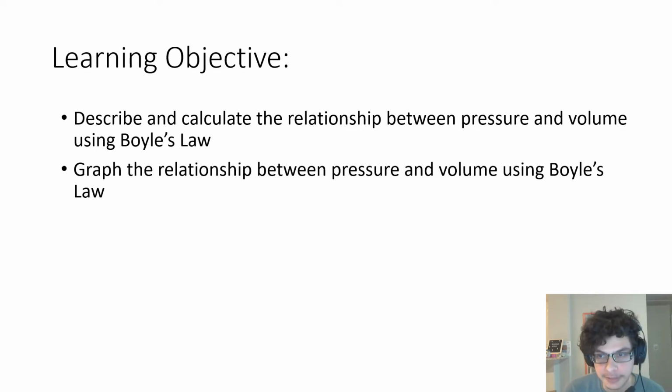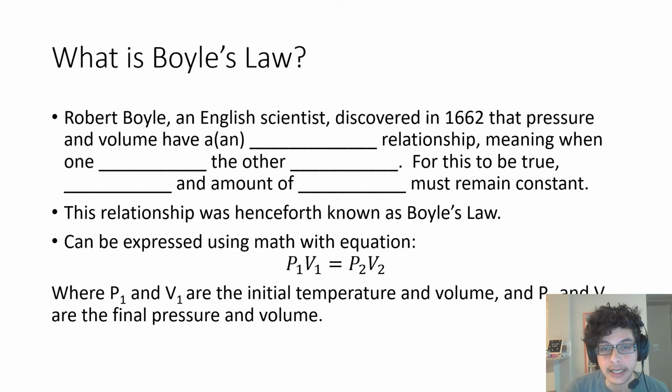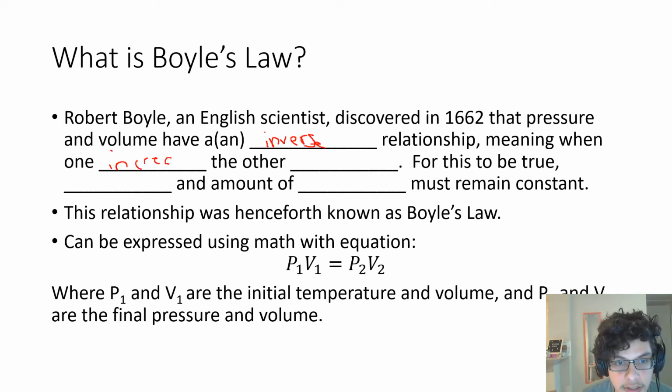So that relationship itself, that is actually what we're going to call Boyle's law. And it was come up with by an English scientist, Robert Boyle, in 1662. He discovered that pressure and volume have an inverse relationship, meaning that when one increases, the other will decrease.